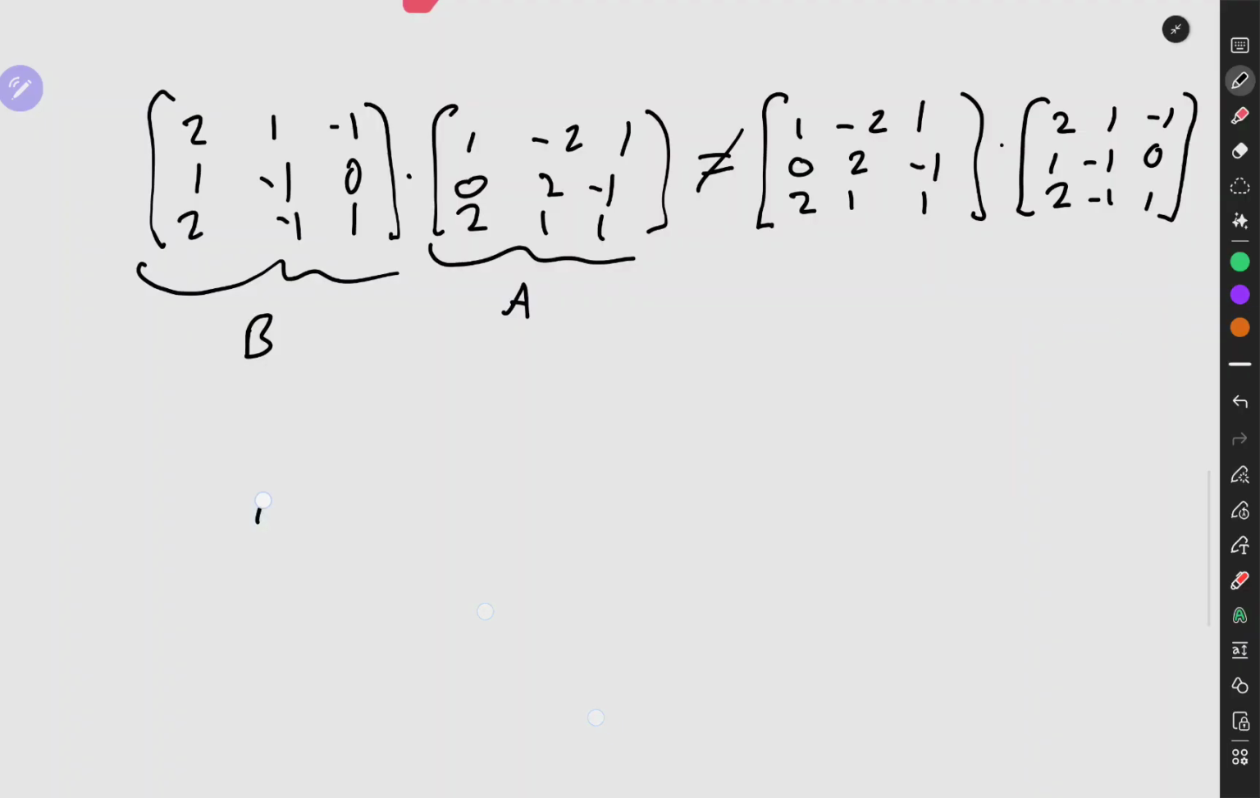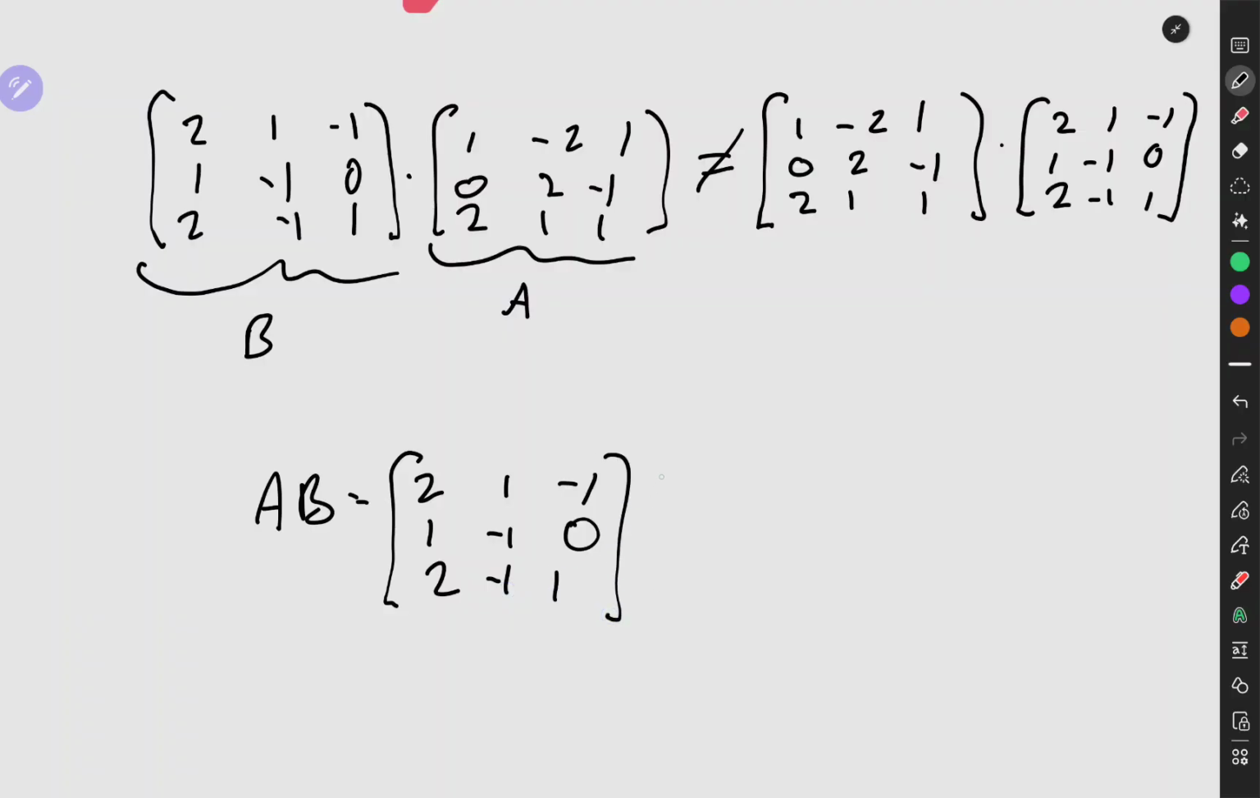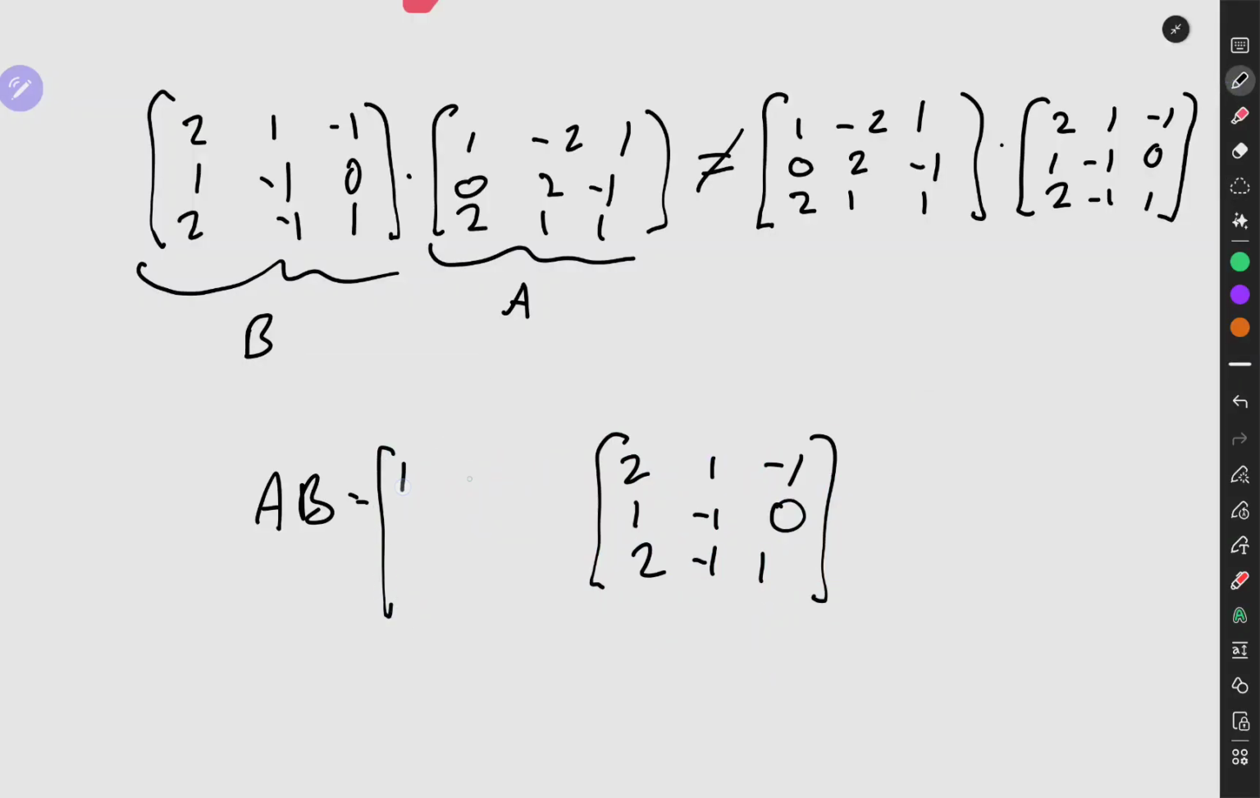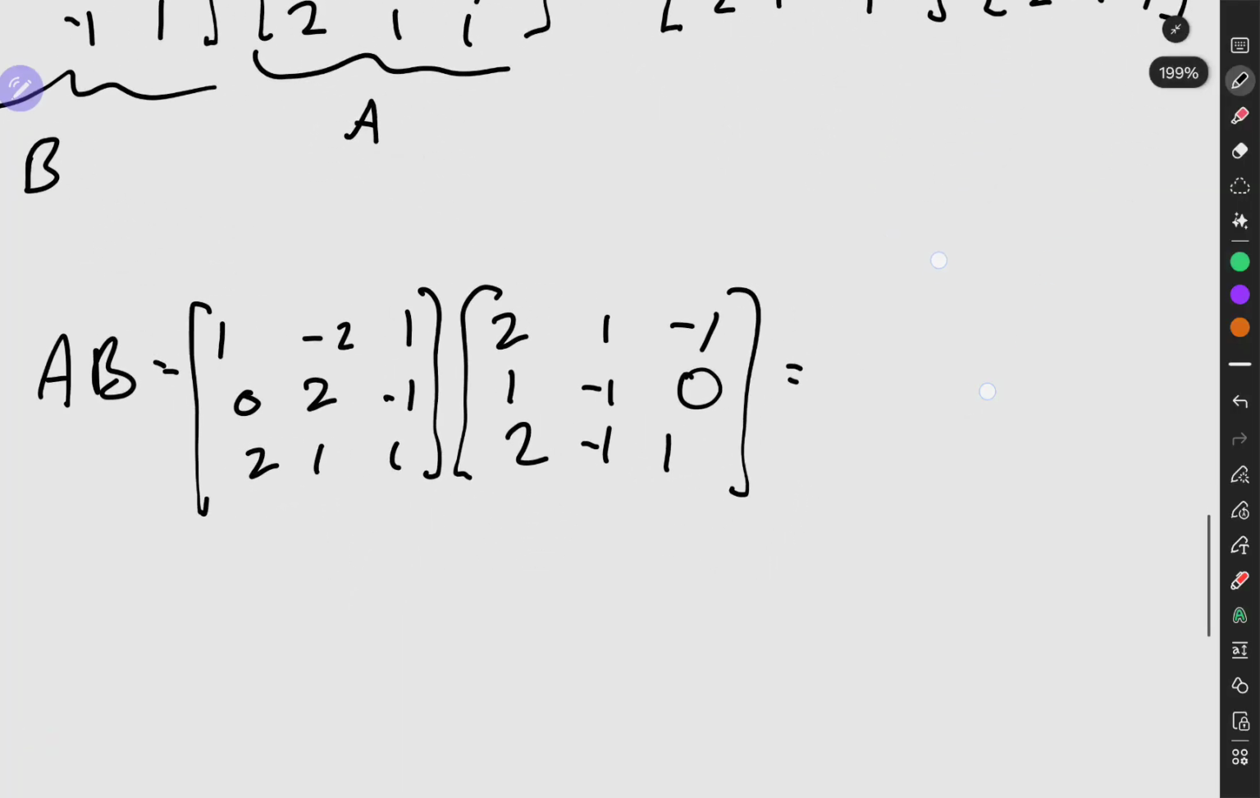If we were to multiply A times B, that would be 2, 1, negative 1, 1, negative 1, 0, 2, negative 1, 1. Oh, I just did that backwards. That's B, sorry. 1, negative 2, 1, 0, 2, negative 1, 2, 1, 1. How would we get the answer to this question? So A times B, what would we do?